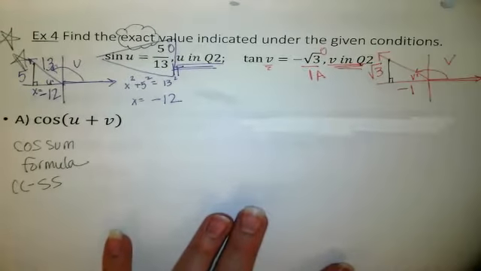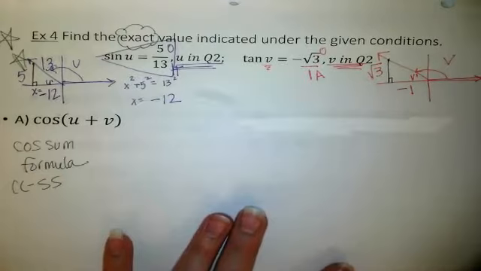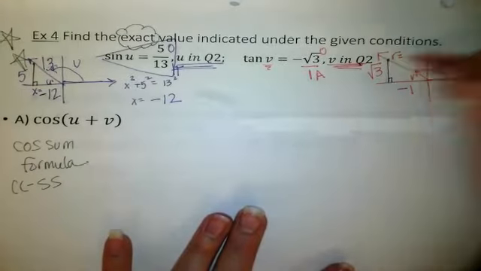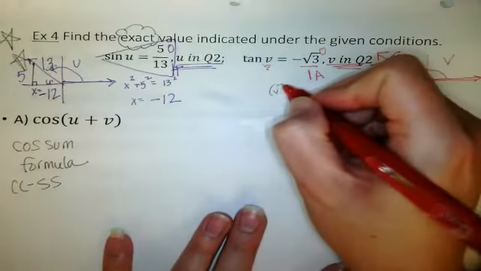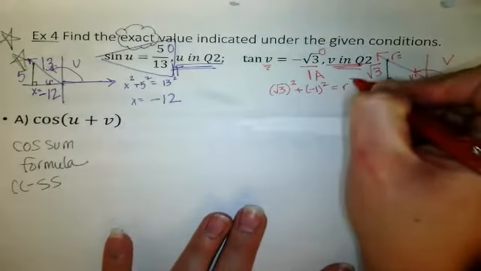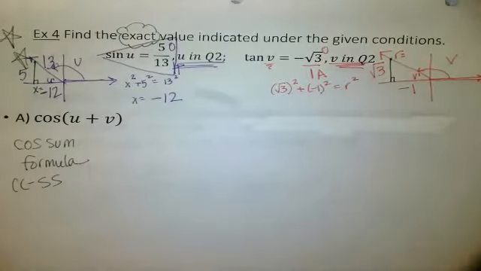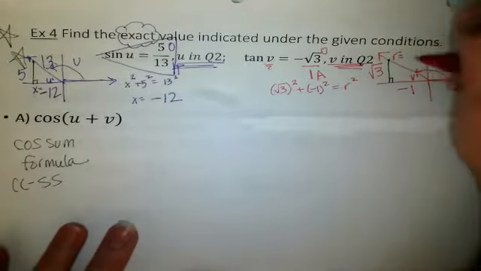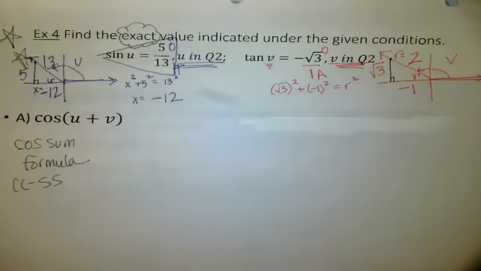Okay? And now, what do we need to do? Find the hypotenuse, find my radius. So I'm going to do radical 3 squared plus negative 1 squared equals my radius squared. So the radius is 2. Very good. All right, any questions on that? You good? You got that?